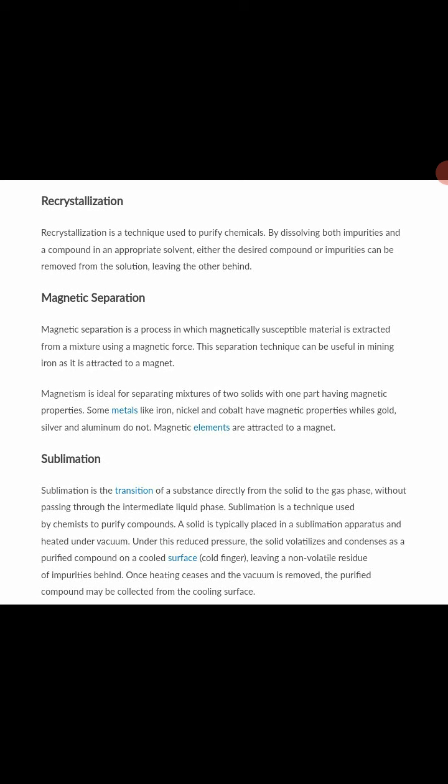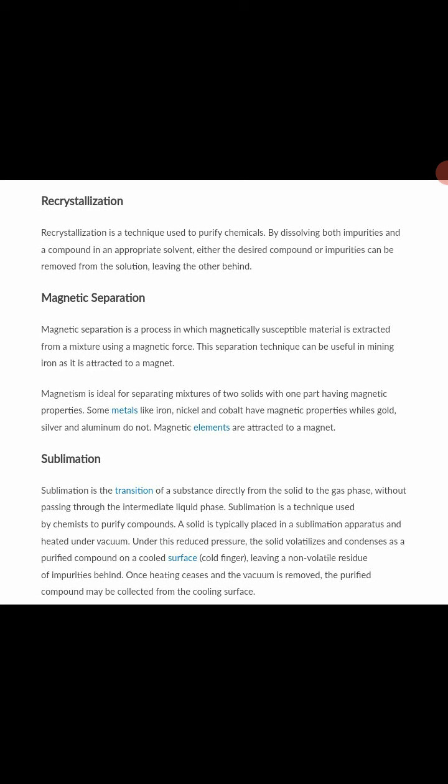Magnetic separation is a process in which magnetically susceptible material is extracted from a mixture using a magnetic force. This separation technique can be useful in mining iron as it is attracted to a magnet. Magnetism is ideal for separating mixtures of two solids with one part having magnetic properties. Some metals like iron, nickel, and cobalt have magnetic properties, while gold, silver, and aluminum do not.